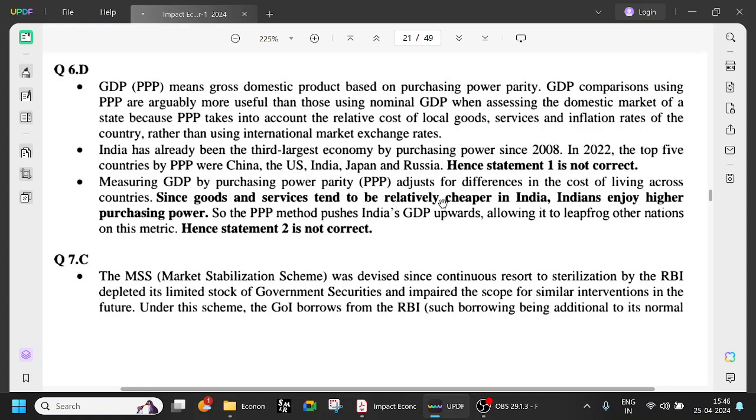Since goods and services tend to be relatively cheaper in India, Indians enjoy higher purchasing power. So if you have 100 rupees in your hand, and you take the foreign exchange currency rate, the other person has $1 in his hand, it doesn't matter. You have more power. With that 100 rupees, you can buy more, and this allows you to leapfrog other nations on this metric. Okay, so let us see what the question is.